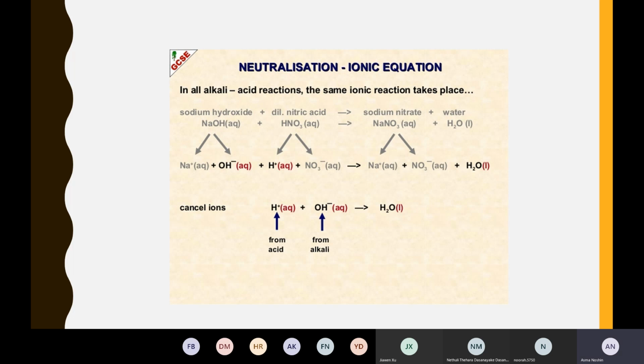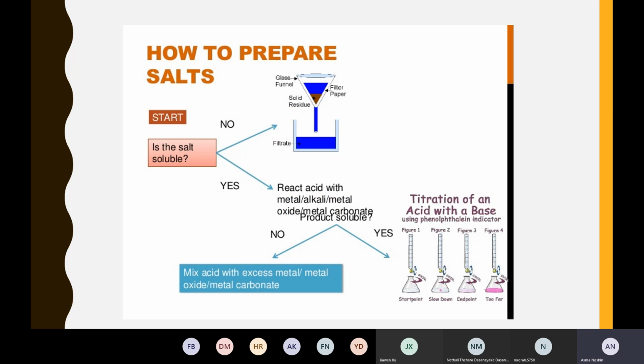Now to separate that salt, if the salt is not soluble in water, we have to separate it by one method, and if it is soluble in water, we have to separate it by a different method. So basically, if a salt is formed in neutralization and it is not soluble in water, we do filtration. Okay, the filtration method is used for it.